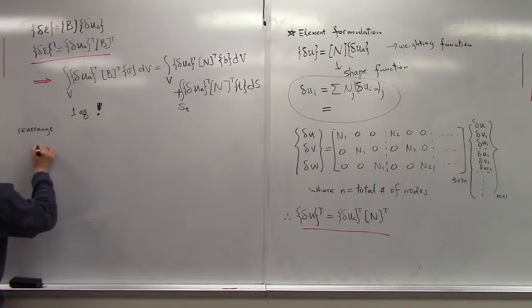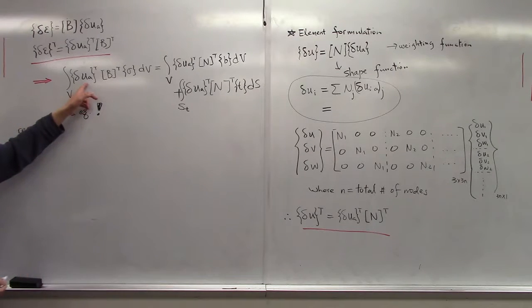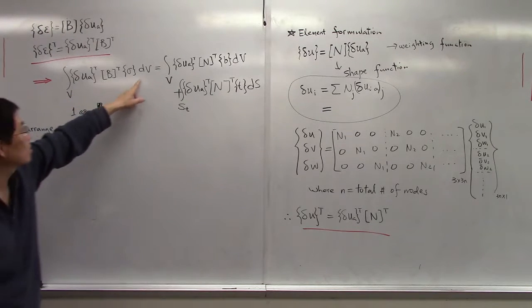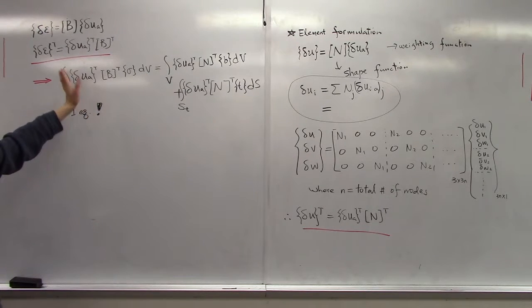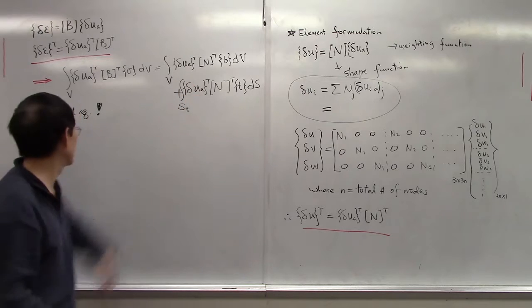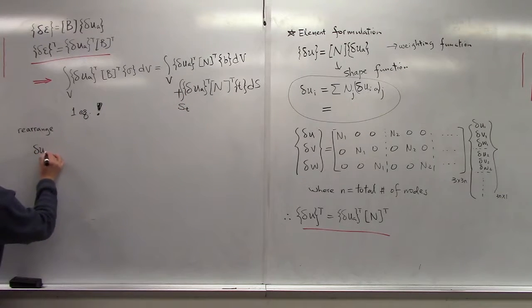We have delta, because what is in the curly bracket is the nodal displacement vector, which is not a function of the position, the coordinate x, y, z. So as far as integration is concerned, because the integration is with respect to x, y, z, they are constant. You can take that out. All this here, they're also common. So let's take that out.